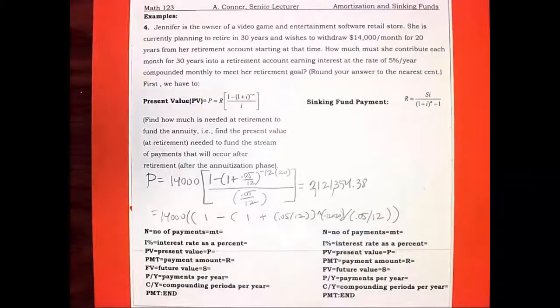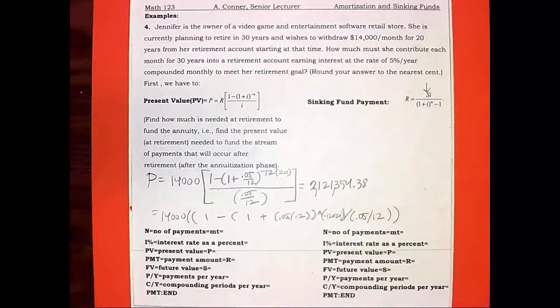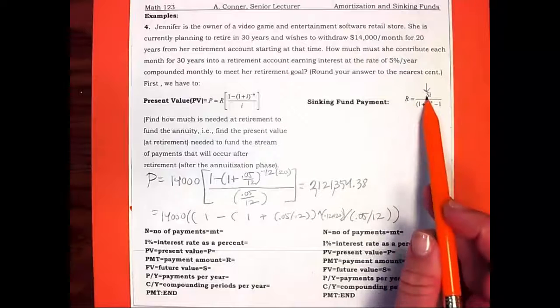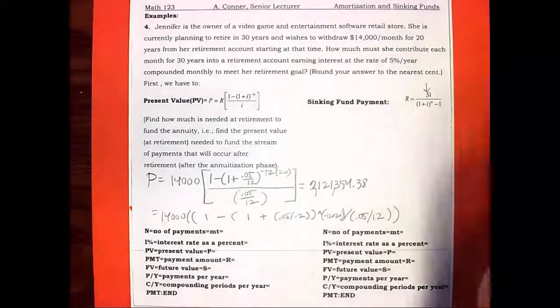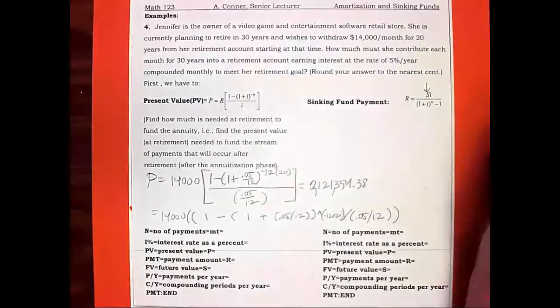So let's go over here to our sinking fund payment. That means that's going to be this accumulated amount that she's going to need. So we're going to have to figure out what payment she's going to have to make in order to have that much money upon retirement. And she's got 30 years to be able to save that and grow that much money. So let's check out that payment.